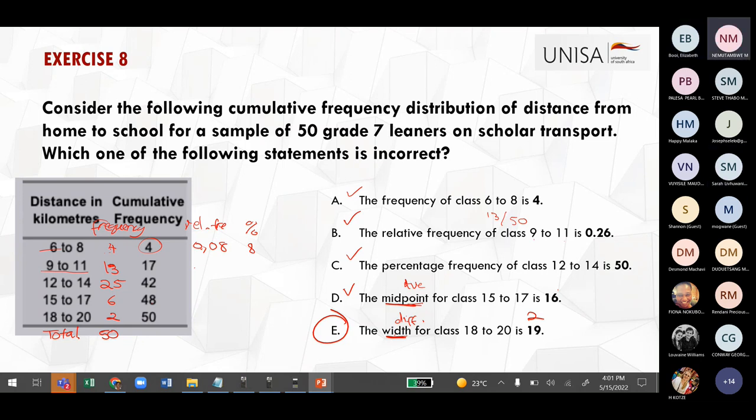I'm so sorry, I didn't get D, the midpoint. The midpoint is the average of the lower limit and the upper limit. So you just say 15 plus 17 divided by 2 will give you the midpoint, because we're looking for the middle value between the lower limit and the upper limit. 16. Okay. Thank you. And then the width we calculate by doing the difference. Let's see if we get more interesting questions.